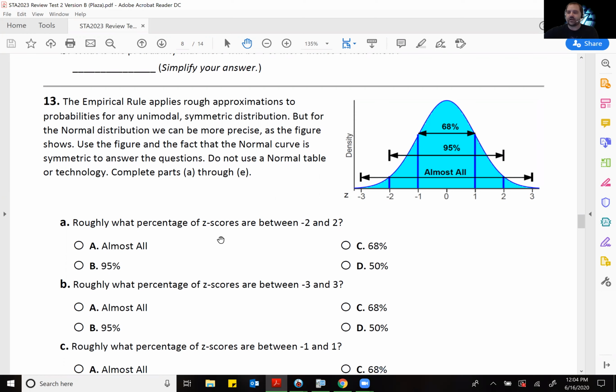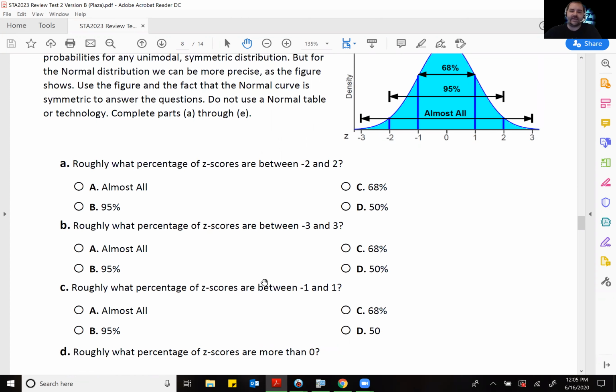So 13, we've got a couple of questions about percentages here. So they want to know, what is the percentage between -2 and 2? 95%. You got it. So it's B, 95%. Roughly, what is the percentage of z-scores between -3 and 3? Almost all. 99.7, that is true. But the book likes to say almost all. But we know it is 99.7.